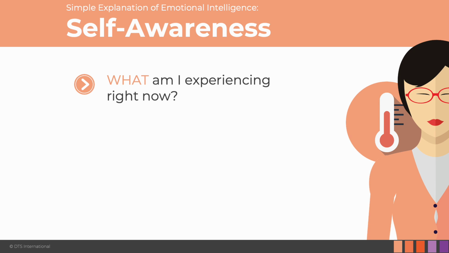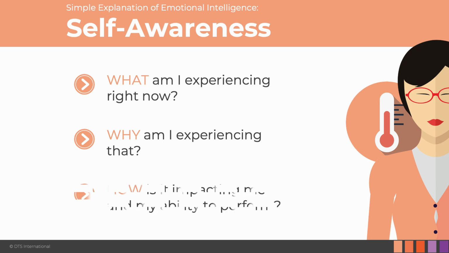And to improve self-awareness, we ask ourselves, what am I experiencing now? This gives us a level of awareness of those thoughts or feelings that we have at any given moment. To improve our self-awareness, we ask, why am I experiencing that? There's always a reason why we are feeling a certain way. And to improve self-awareness, we ask, how is this impacting me and my ability to perform?